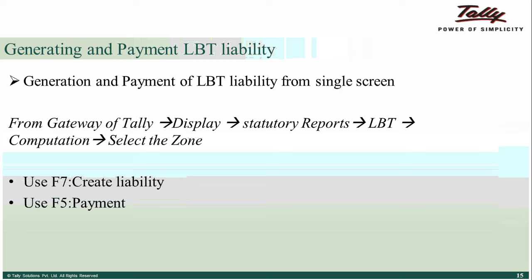So now, after passing the entry, they need to generate the LBT liability so that the same can be paid to the department. This generation and payment of LBT liability is done from the single screen that has the LBT computation. The navigation is from the gateway of Tally: go to display, statutory report, then LBT, computation, and you can select whichever zone you want to generate the liability for and then make the payment.